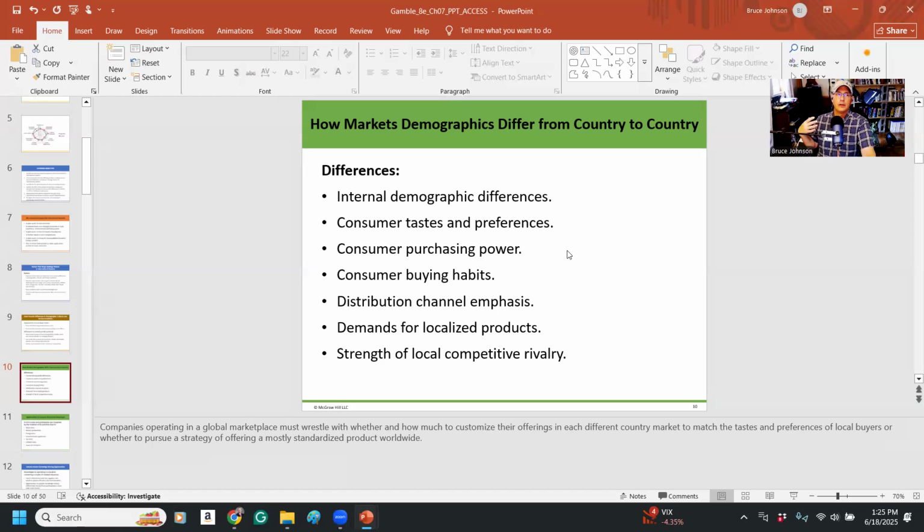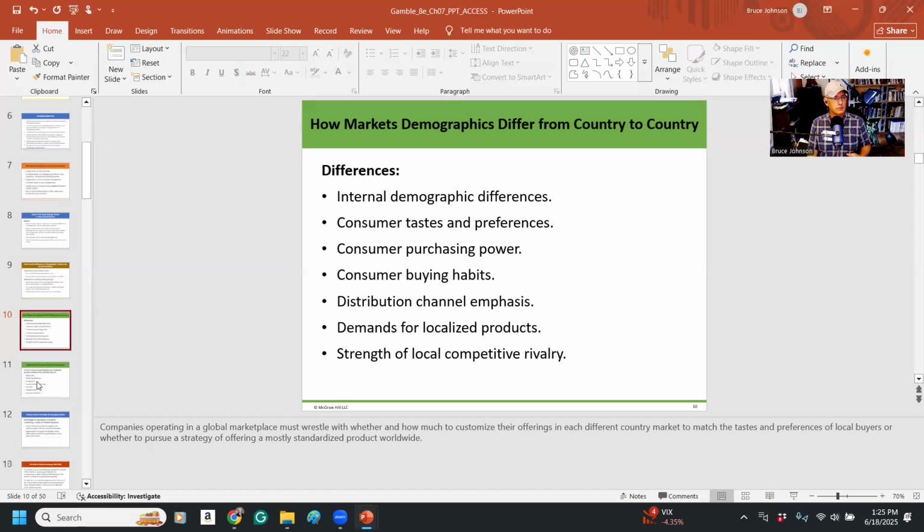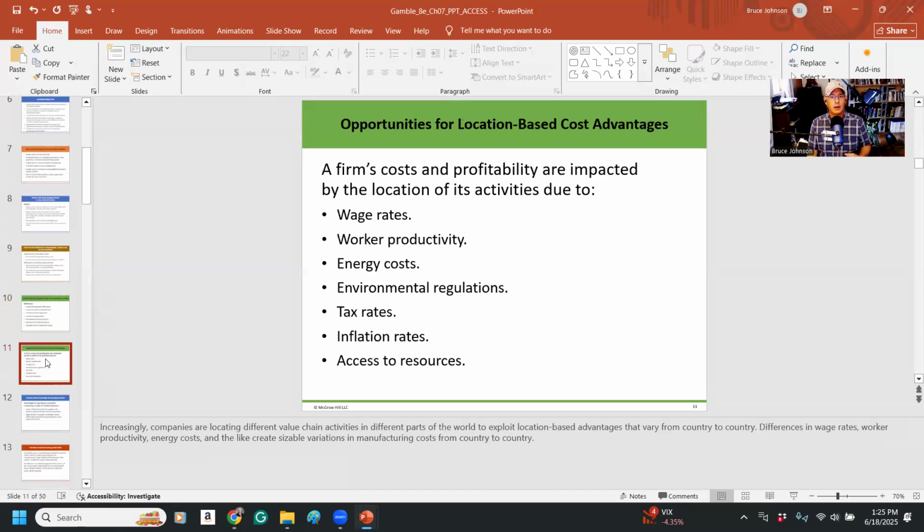So you have to take note of that, because then those people can't buy certain items from the United States. Vehicles, for example, they couldn't afford it if you're only making $20 a month. Distribution demand for localized products over the foreign product, and then competitive rivalry changes. Opportunities for location-based cost advantages, the big ones: wages and rates.